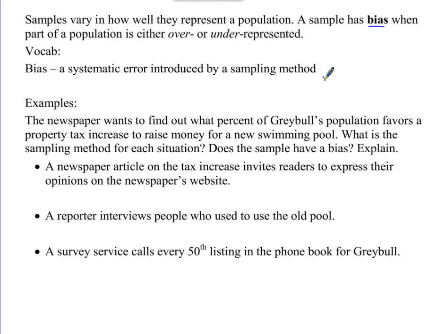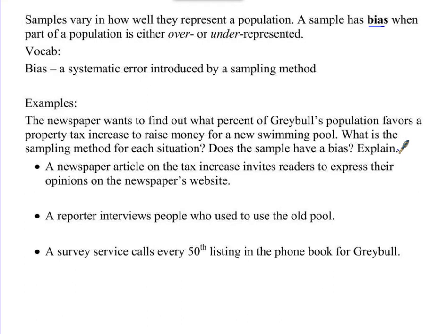Okay, so we have 3 different scenarios here for a different type of sampling method, and a little setup. The newspaper wants to find out what percent of Graybill's population favors a property tax increase to raise money for a new swimming pool, because we need one, apparently. What is the sampling method for each situation? And then, does the sample have a bias? And then, if it does, explain why or why not.